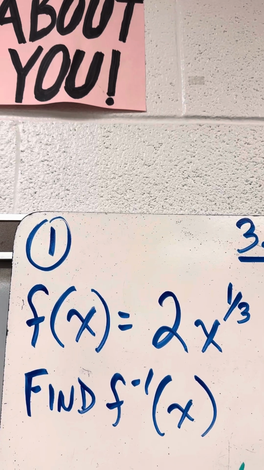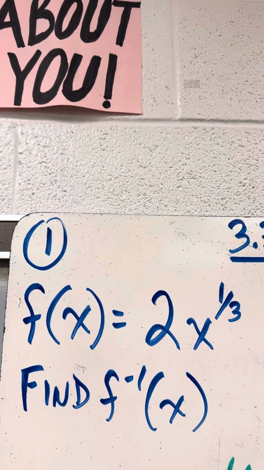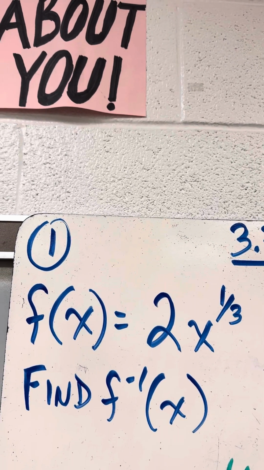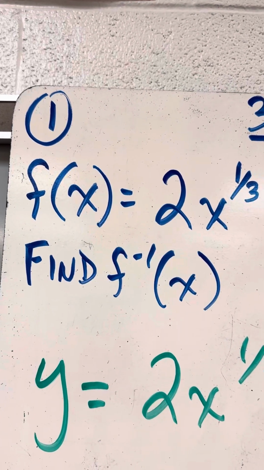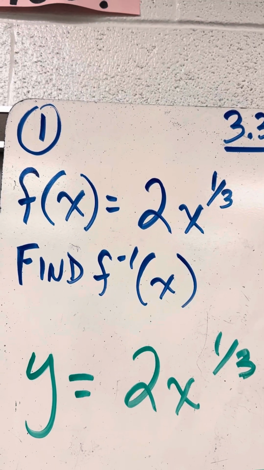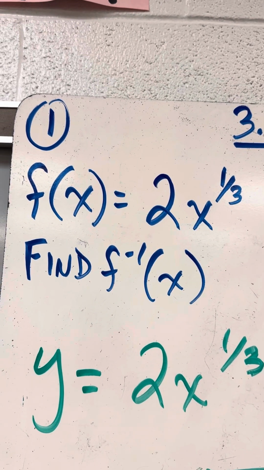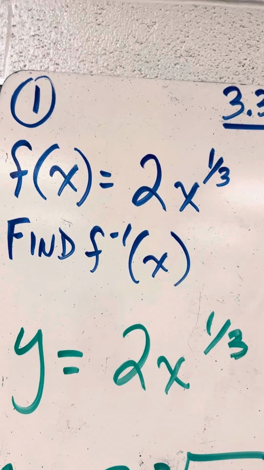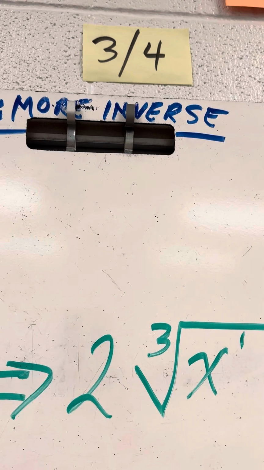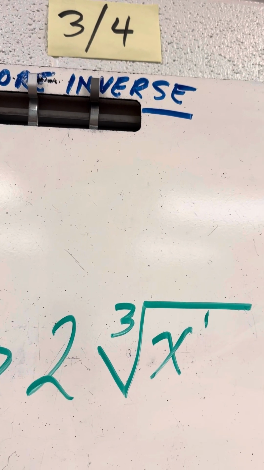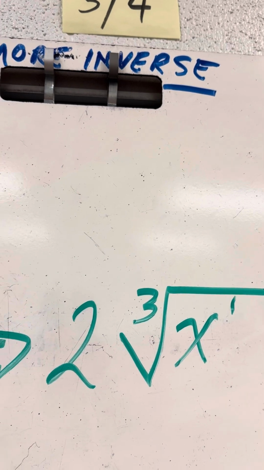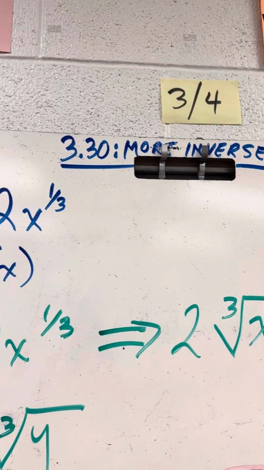f of x is 2x to the 1/3 power. Find the inverse of x. Remember, f of x is the same as saying y. y equals 2x to the 1/3 power. So that's the same as 2 times the 3rd root of x to the 1st, or just 2 times the 3rd root of x. Now we're going to switch x and y.